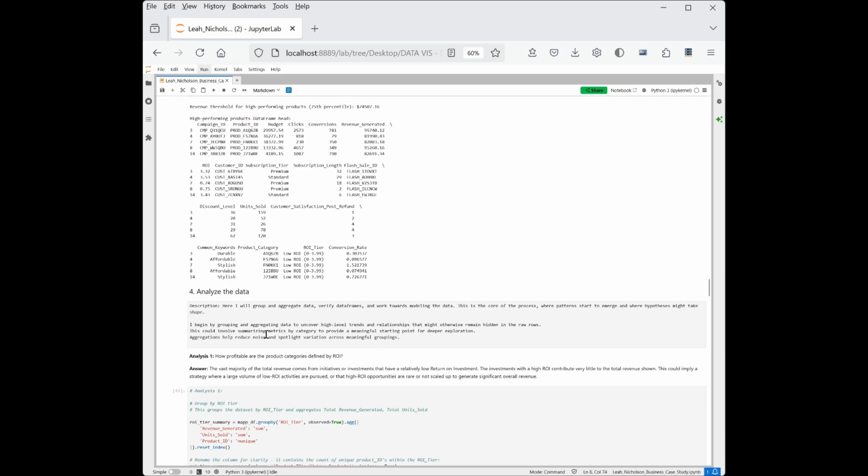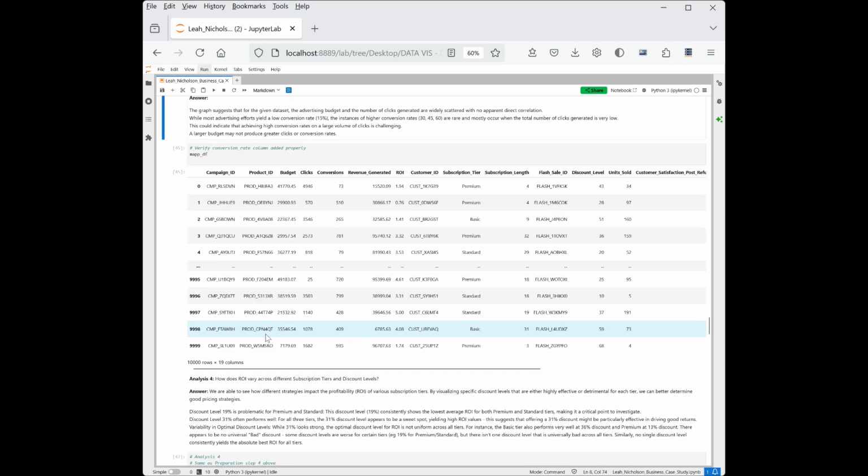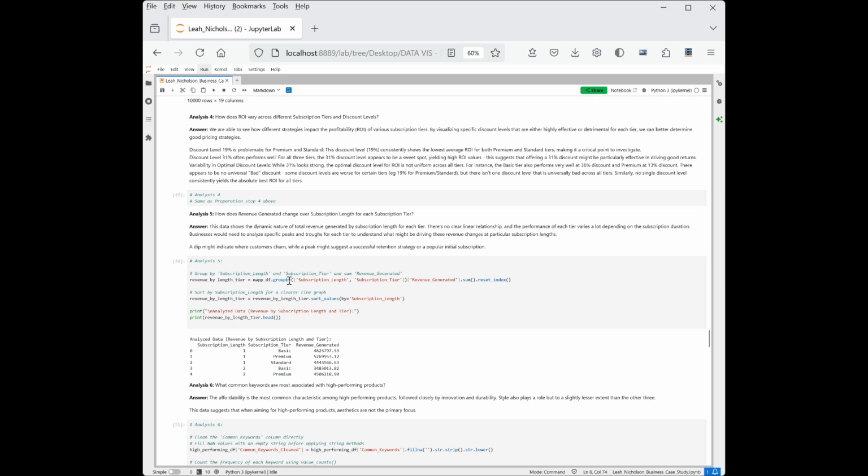And then for the analysis for question 4, I found that different strategies could impact the profitability of various subscription tiers. The discount level of 19% was kind of problematic for the premium and standard. It consistently shows the lowest return on investment for both the premium and standard tiers, which makes it a critical point to investigate. The discount level of 31% often performed pretty well. For all 3 tiers, the 31% discount was kind of a sweet spot. It yielded high return on investment.